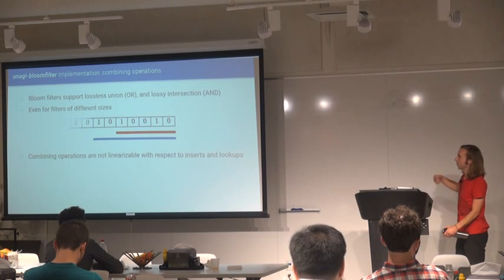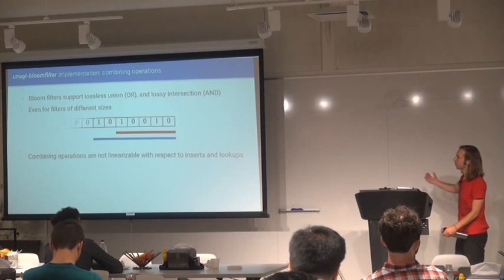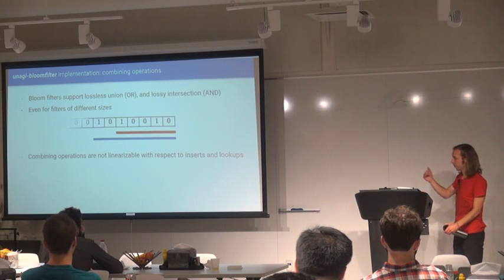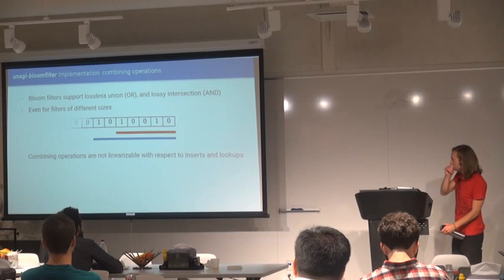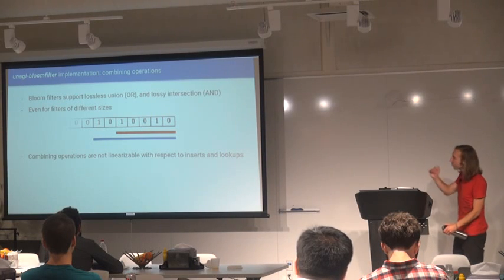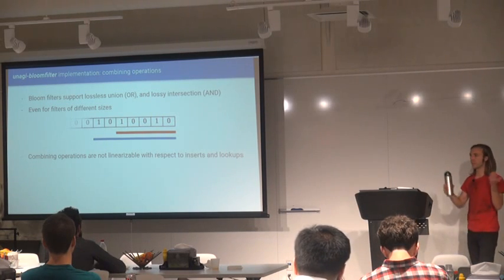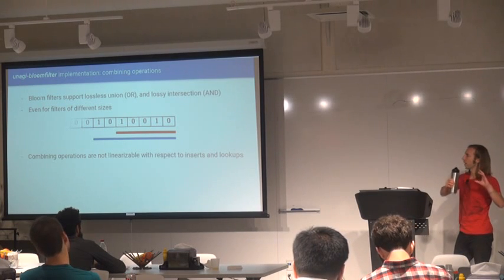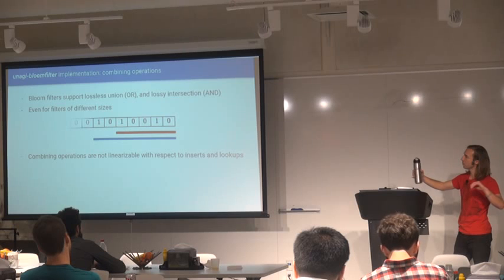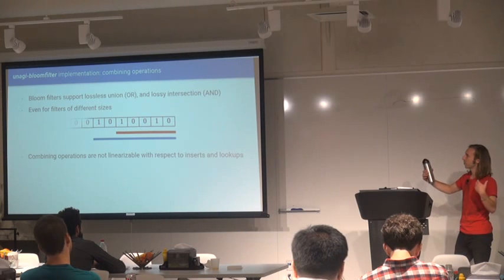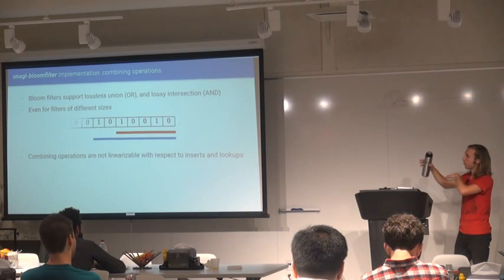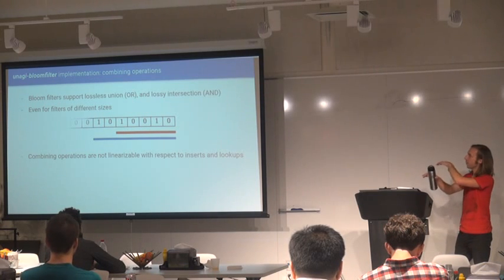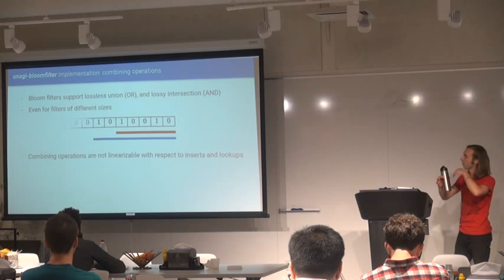However, that's lossy, so your false positive ratio will be somewhat worse than if the elements had originally been written to the original Bloom filter. And this works even for filters that are different sizes. So if you have one filter that's 4 machine words long and one that's 8 words long, to union them, all you have to do is fold the bigger one in half on itself, so union it with itself, until they're the same size, and then union those.